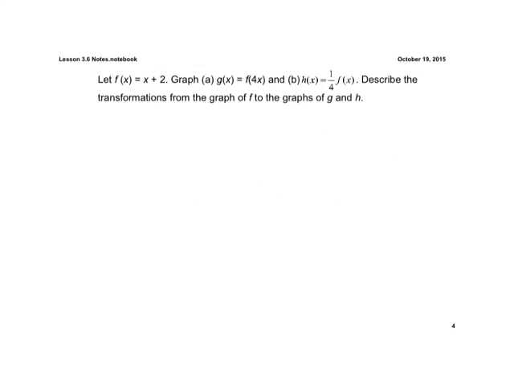Let's go ahead and again make our table. That's always going to be our first step here. X. And then we're going to do what our function tells us. 4 of x, or 4 times x. And then our last one is f of 4x.